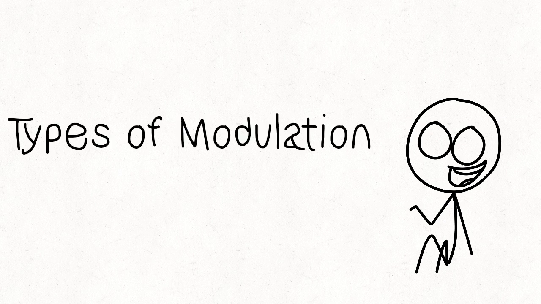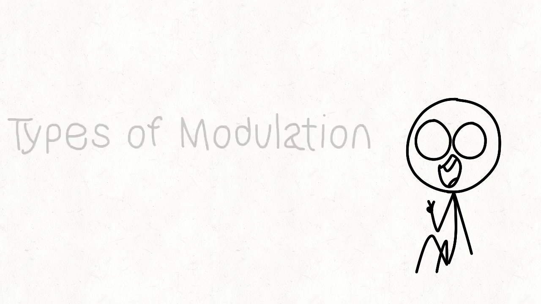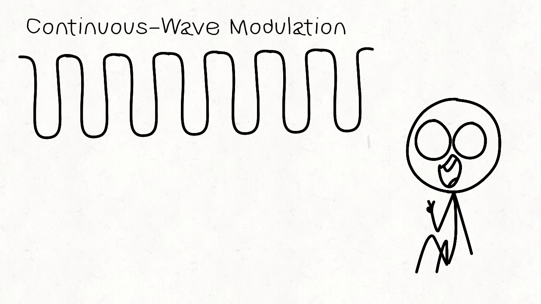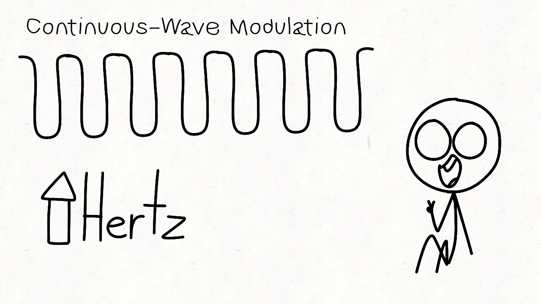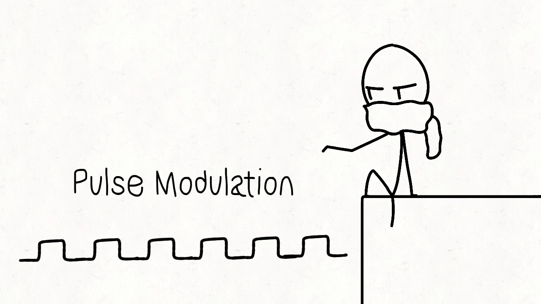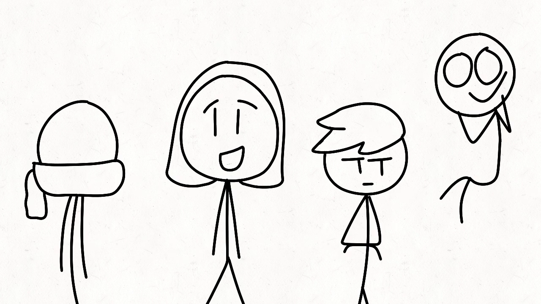Let us move on to our last topic, the types of modulation. There are two types of modulation. These are continuous wave modulation and pulse modulation. Continuous wave modulation is a high-frequency sine wave that is used as a carrier wave. Last but not least, pulse modulation is a type of modulation where a periodic sequence of rectangular pulses is used as a carrier wave. Now that we're finished discussing modulation, we hope that you learned something today.